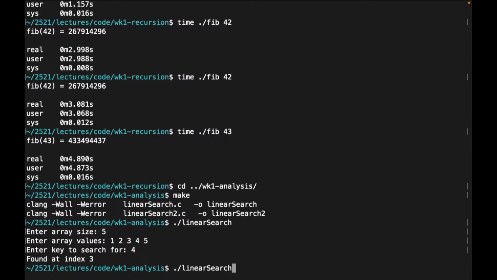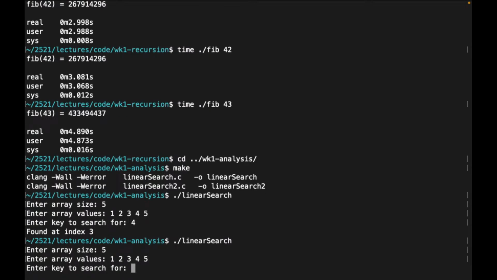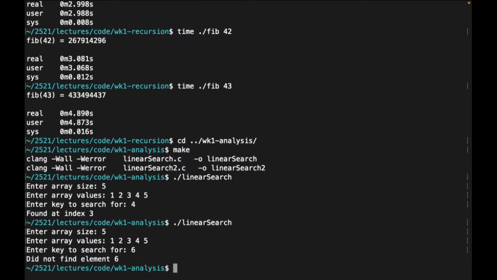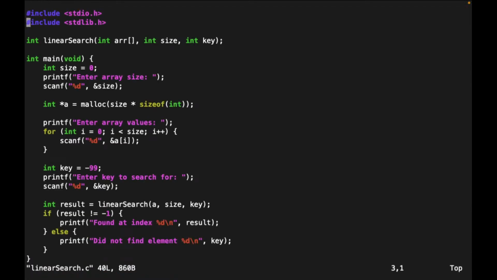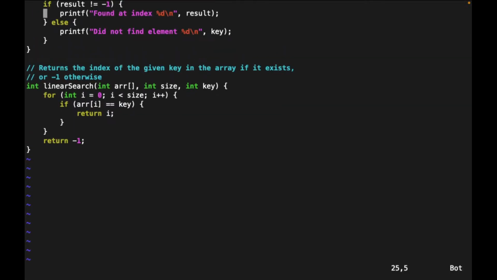Okay, now let's try running the program and giving it an item that's not in the array. So let's search for 6. And it says did not find element 6. All right, so let's have a look at the program code quickly. So the linear search function is the same as what I showed in the slide. I return the index of the given key if it exists, or -1 otherwise.